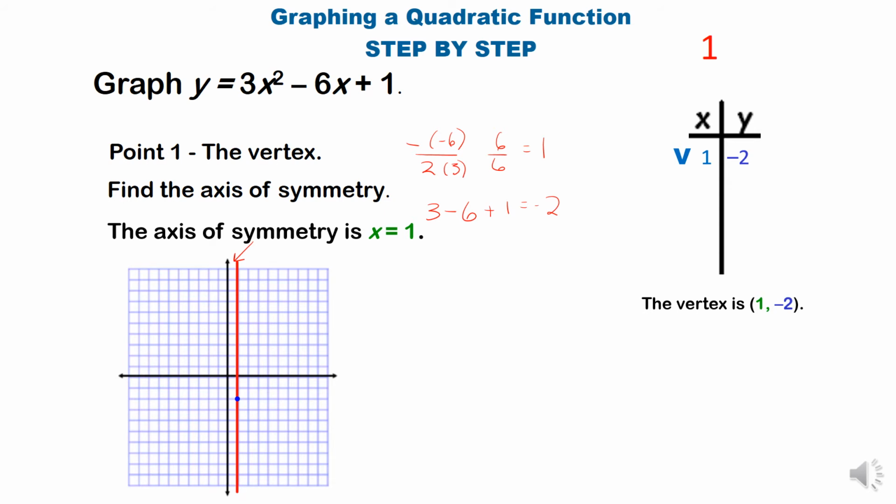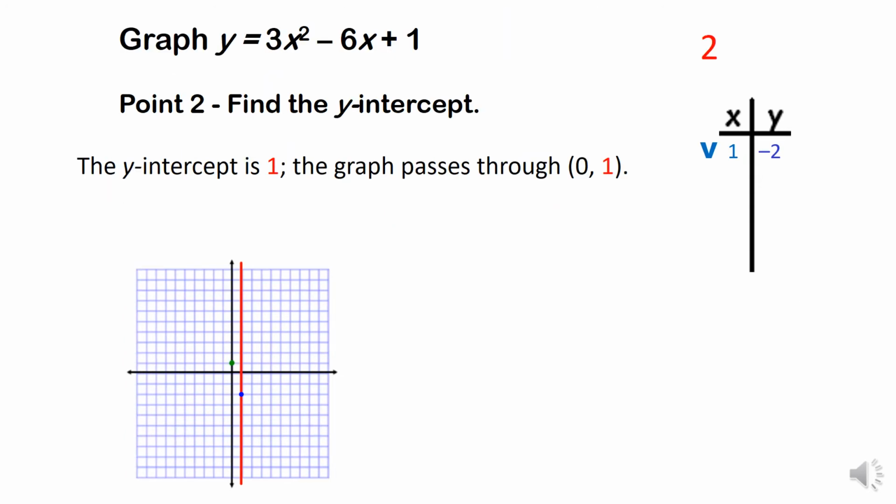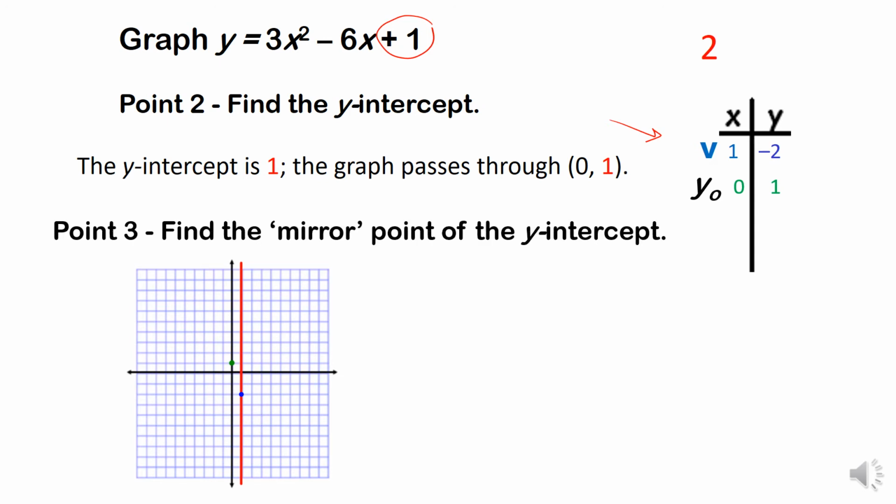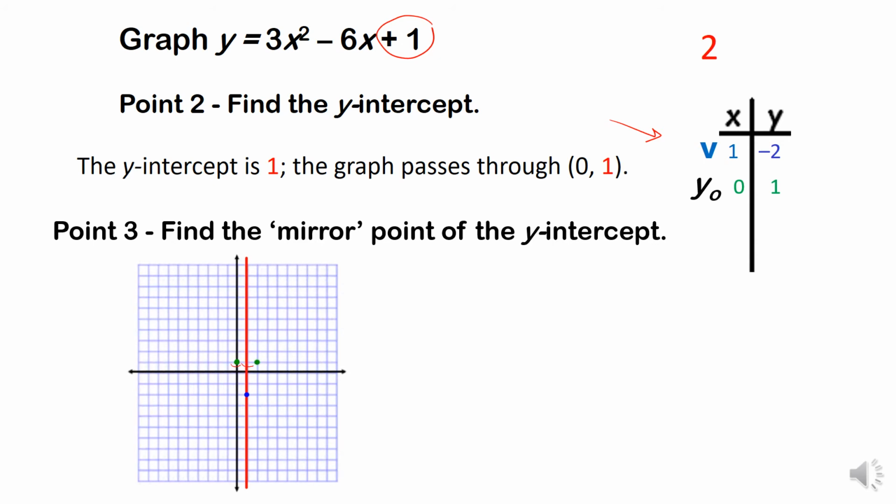Okay, the next step is to find the y-intercept, and that's pretty easy. We've already got our vertex, so our second point is going to be that y-intercept. And there it is graphed here on the graph in green. And then we're going to find what I like to call the mirror point. In other words, if there's a point here, which is 1 away from our axis of symmetry, then there's a point over here. And so we're going to graph that point and write it on our t-chart.